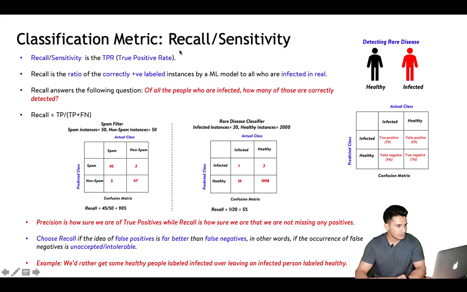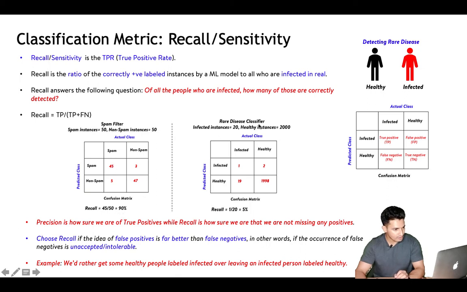The other metric that we will look at is recall or sensitivity. Recall or sensitivity is the true positive rate. Recall is the ratio of correctly labeled instances by a ML model to that of all the people who are actually infected in real. So recall answers this question, that of the people who are infected, how many of those are correctly detected. The formula of recall is true positive divided by all the positive, that is true positive plus false negative. For this example, the recall will be 45 divided by 45 plus 5, that is all the spams. Out of all the spams, how many were actually predicted by the model? 45 out of 50, which is 90%.